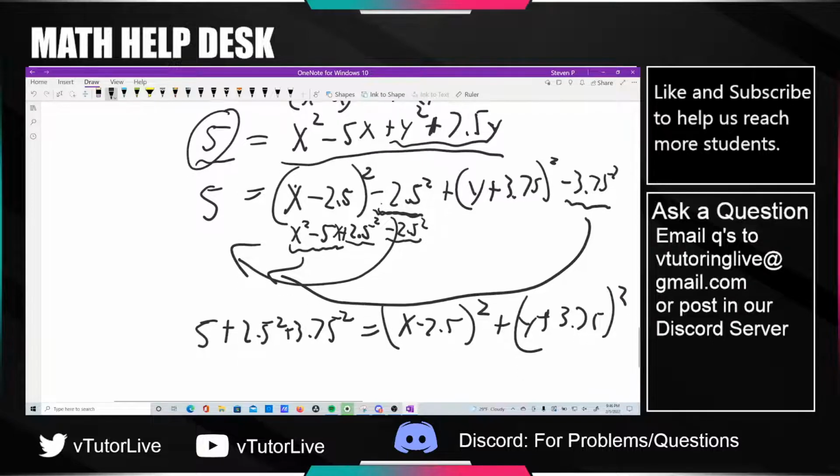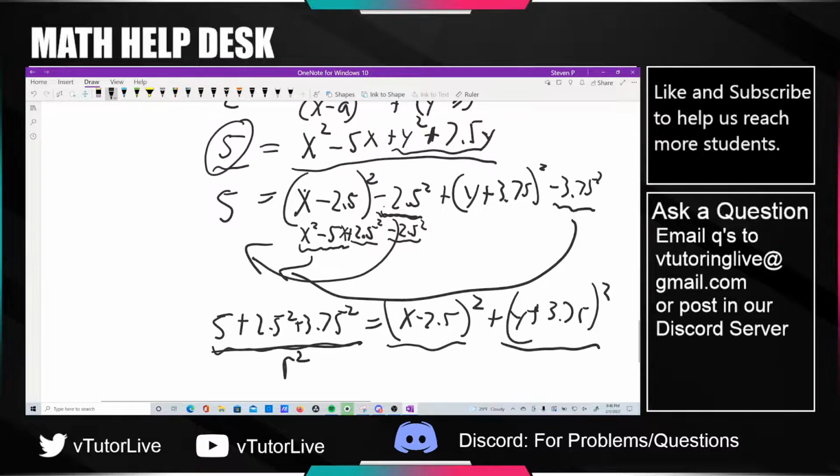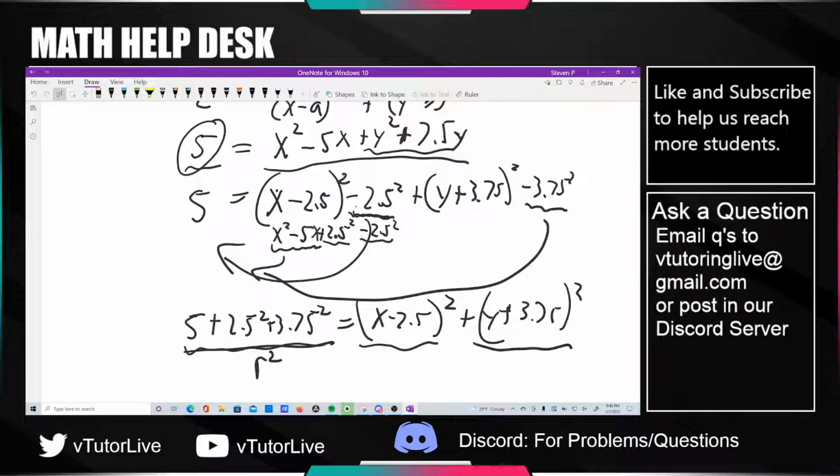So then this finally is looking like the equation of a circle, right? And the radius is going to be whatever this abomination is. Well, r squared is going to be this abomination on the left-hand side. I'm pretty sure your problem chooses nicer numbers, but I'm just demonstrating the process, right?